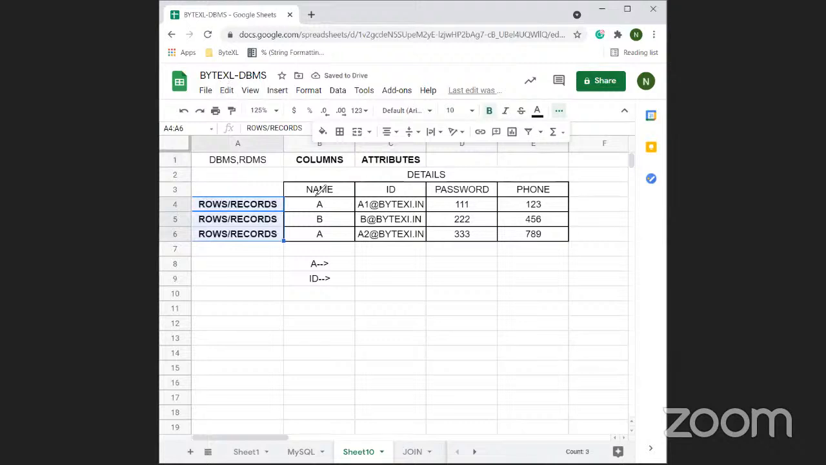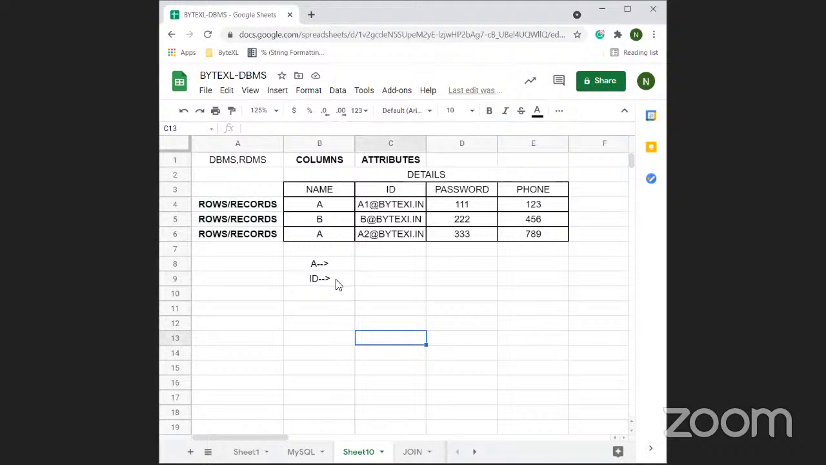If I want the record of a particular person, I have to get the entire row. If I want a property from the table, that means I want to know the names of all the people, I have to use these columns. They are also called attributes. The terminology is important for us. So this is a table.